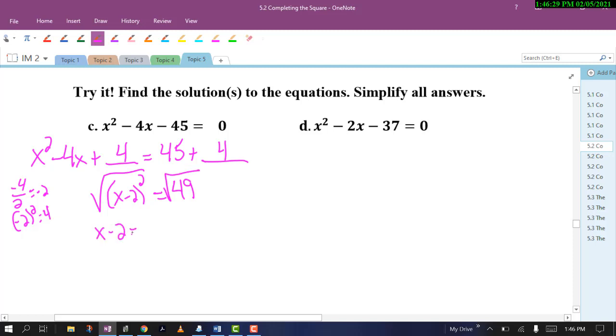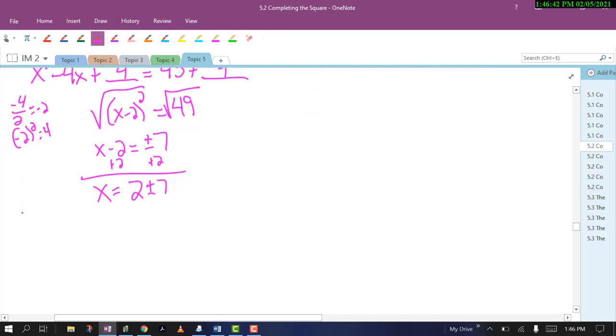x minus 2 equals plus or minus 7. We add 2 to both sides, so we get x equals 2 plus or minus 7. Now we can solve this because we can do 2 plus 7 and 2 minus 7. So here's our positive, here's our negative. That would be 9, and this would be negative 5.